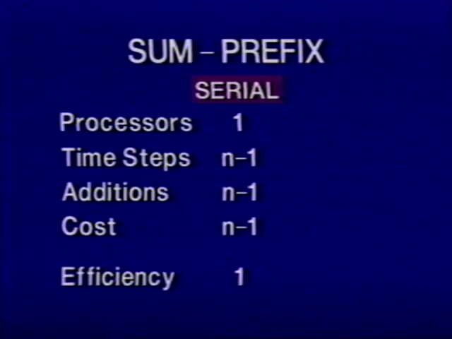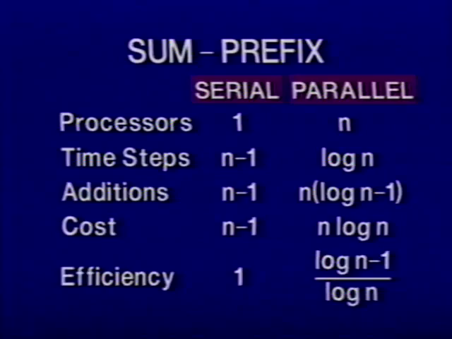Now let's compare that to the parallel version. We've used n processors and done it in log n time steps. But the number of additions is much greater. If you work out the numbers, it turns out to be n times log n minus 1. Because you used n processors and used them at log n time steps, and nearly all of them were busy. So you did n times log n minus 1 additions at a cost of n log n. Dividing those, the efficiency was log n minus 1 over log n, which as n gets very large is very close to 1. So we can claim that this is a very efficient algorithm, because as n gets large, its efficiency approaches 1.